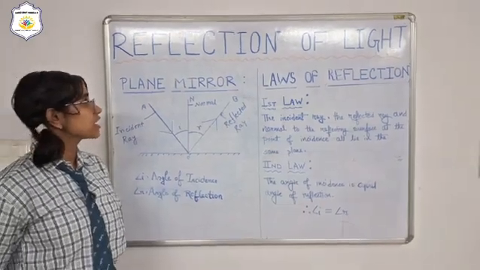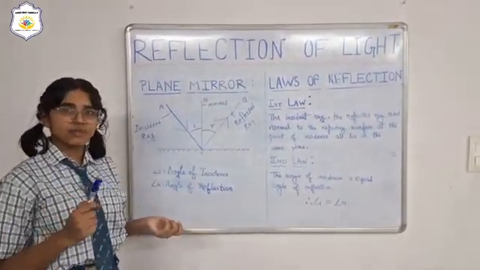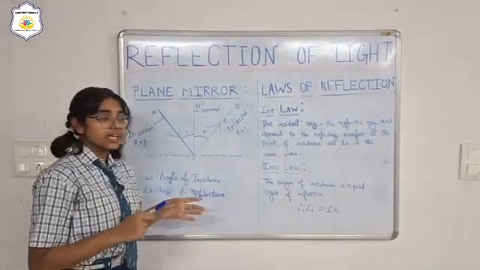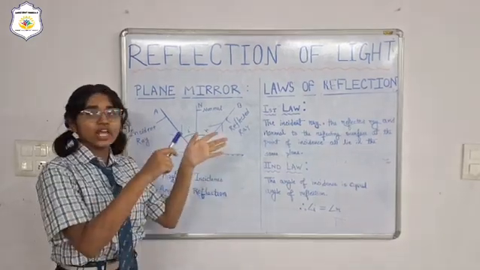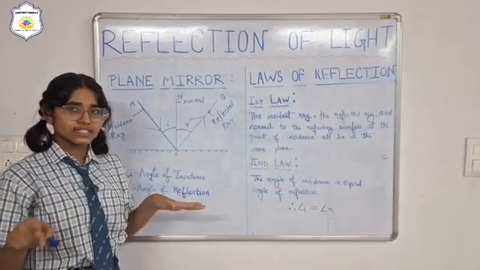And today I am here to explain the topic reflection of light. So the first question that arises from this topic is, what is actually reflection? Reflection happens when a ray of light gets reflected back to the same medium by a reflecting surface.